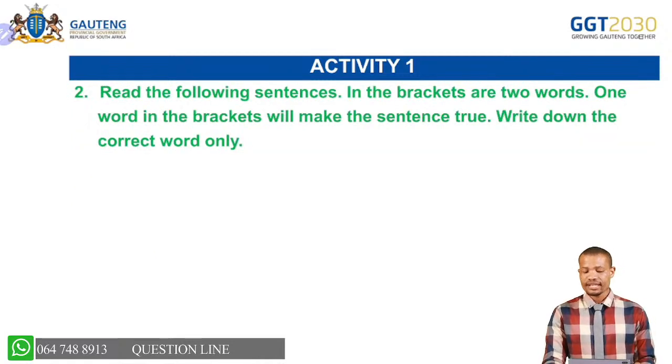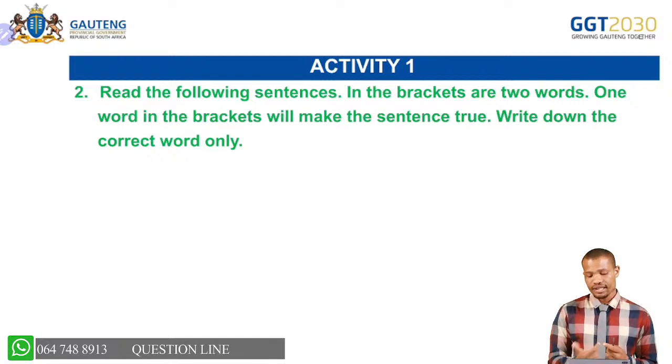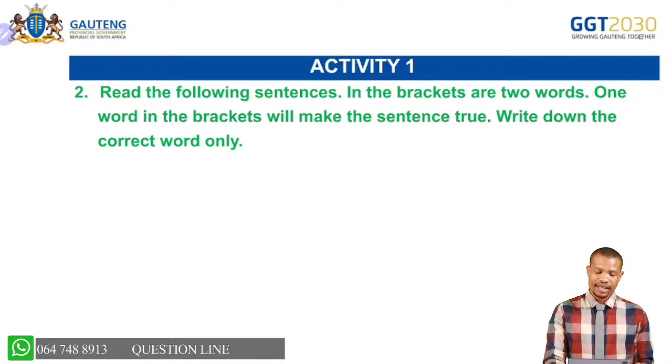Read the following sentences. In the brackets are 2 words. One word in the brackets will make the sentence true. Write down the correct word only. So you need to read the following sentences. In the brackets, there are 2 words, and one of the words in brackets will make the sentence true. So write down the correct word only.